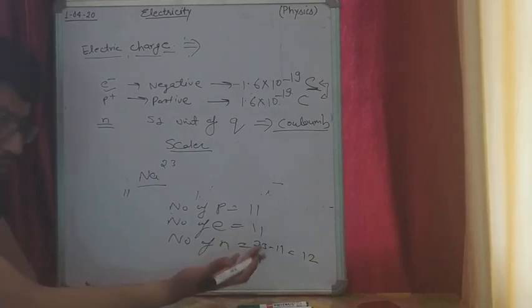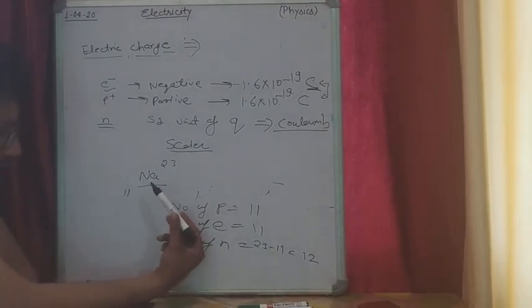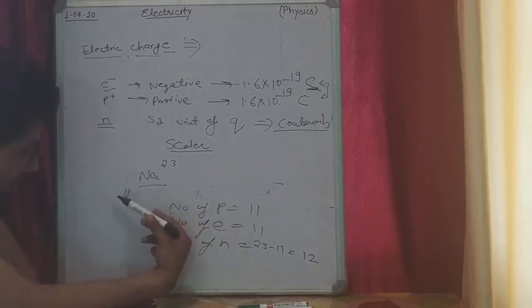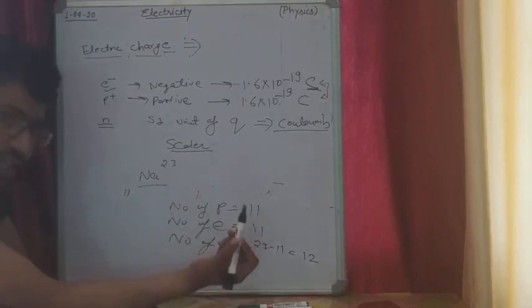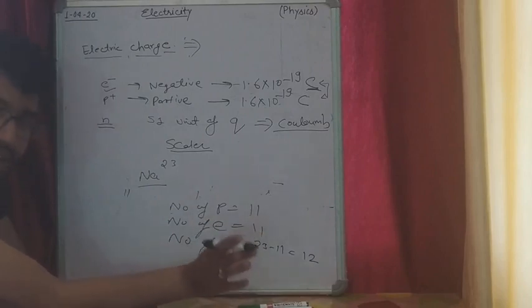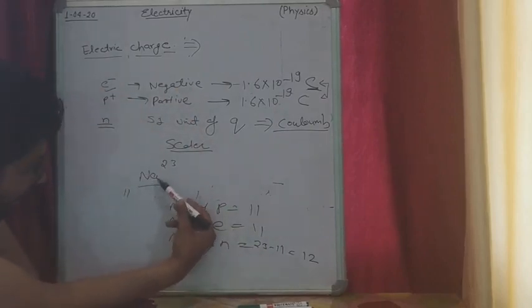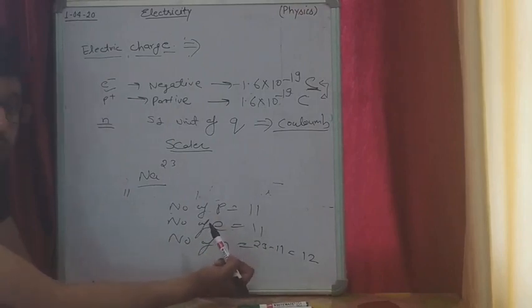How can we find this? You know this thing, atomic number is equal to the proton number and atomic number is also equal to the electrons number. Sodium has atomic number 11. It means that sodium atom has 11 protons and it has 11 electrons also. Proton has positive charge and electron has negative charge. It means that in this atom there are 11 positive charges and 11 negative charges.